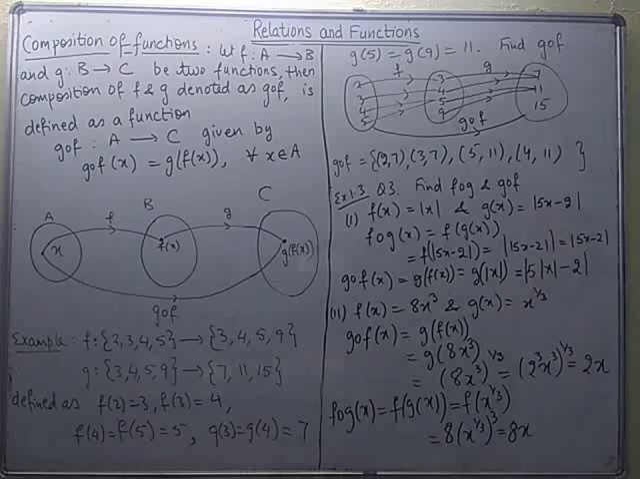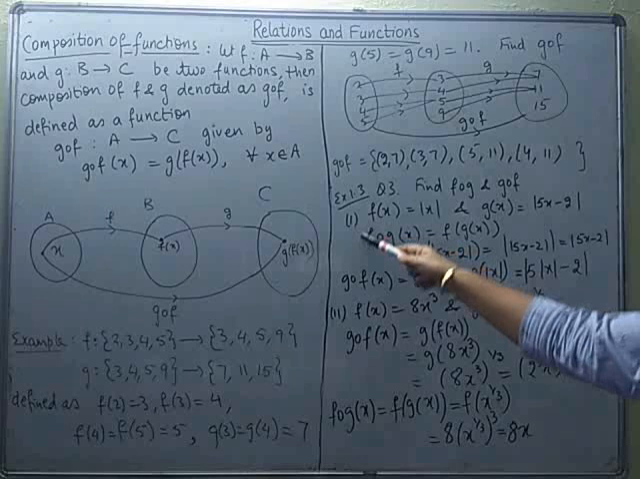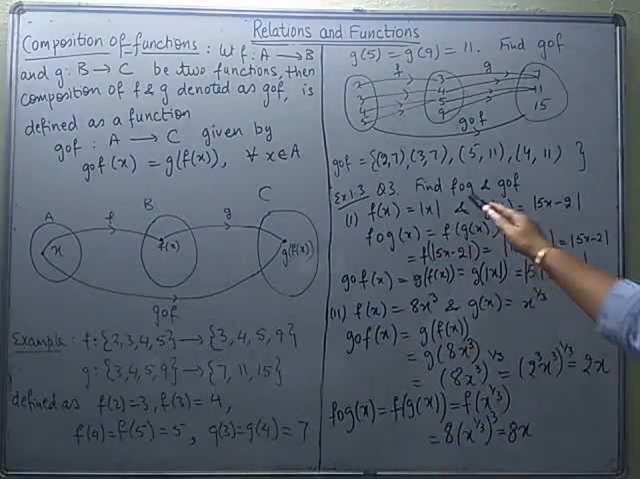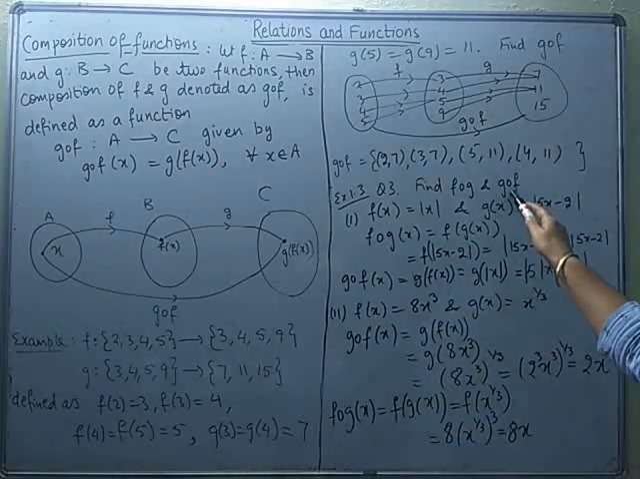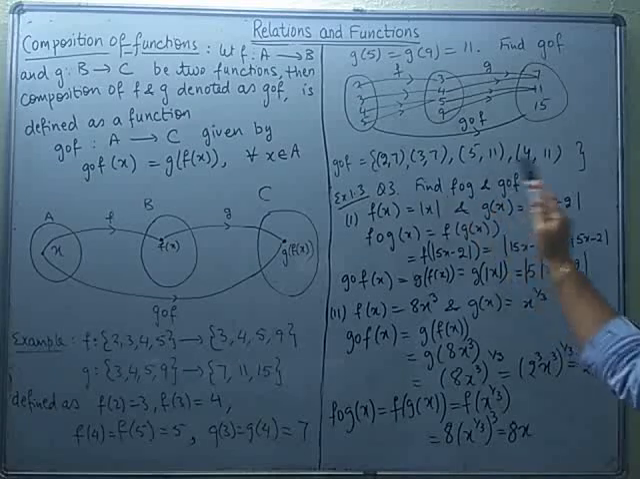Now another example of the same type from exercise 1.3. This is question number 3. Both the parts are done. You have to find fog as well as gof. That means composition of g and f and composition of f and g.